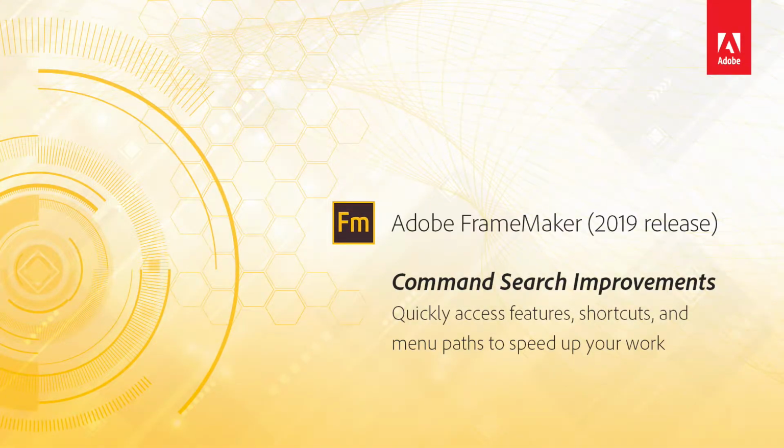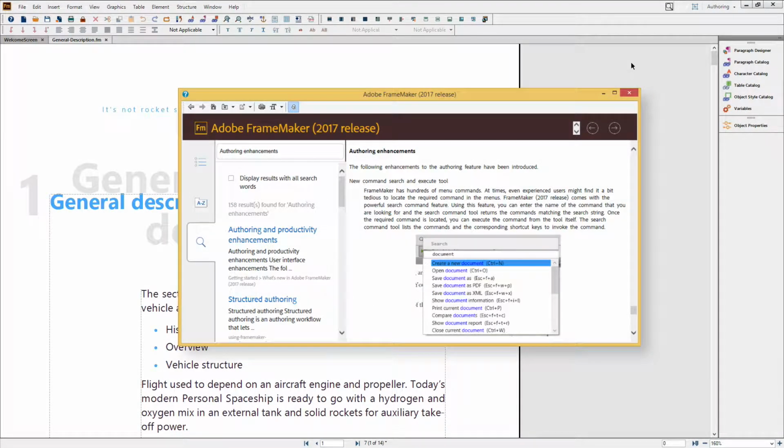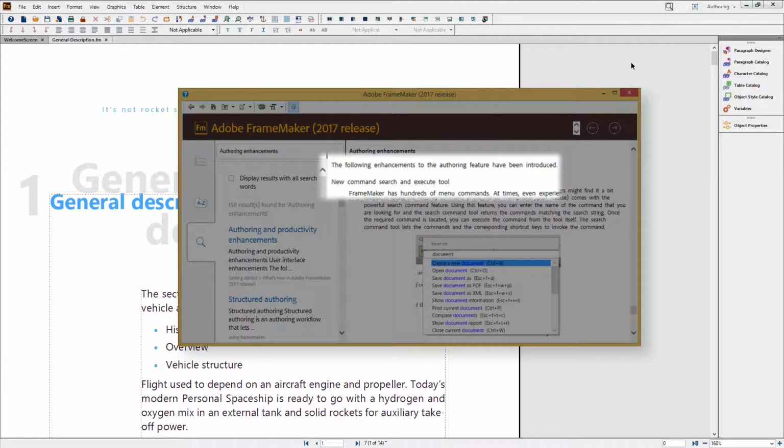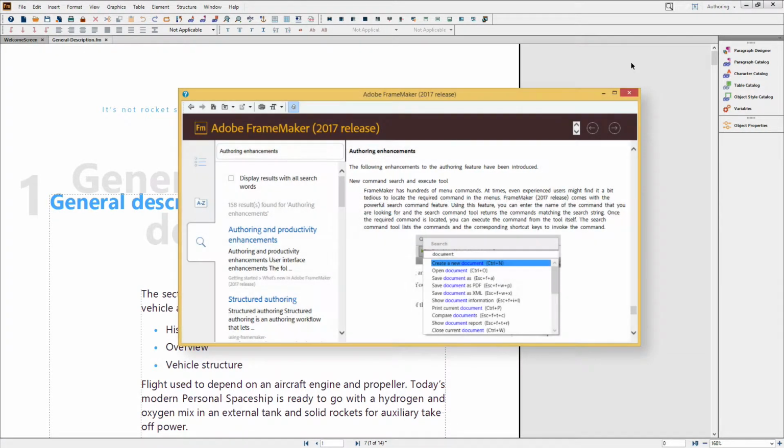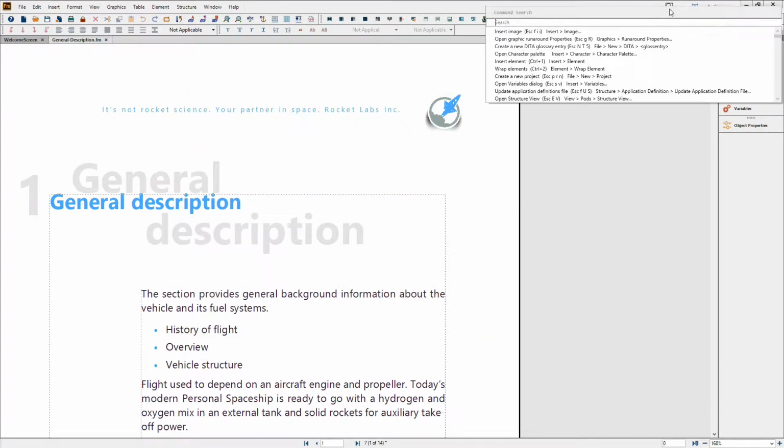FrameMaker 2019 New Features. Command Search Improvements. FrameMaker 2017 introduced a command search feature that lets you quickly search for just about every command that exists in FrameMaker. In FrameMaker 2019, we've improved command search by listing even more shortcuts and adding menu paths to the results.